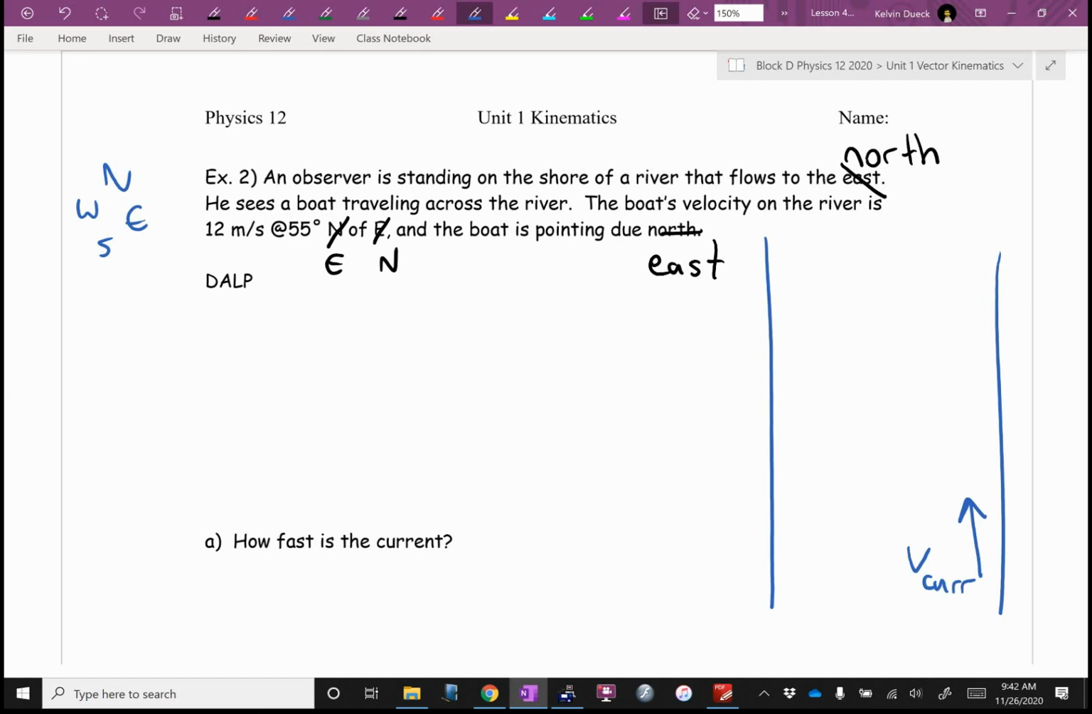An observer sees a boat traveling across the river. The boat's velocity is 12 meters per second at 55 degrees. East of what? So we would start out going north, then east of north. How many degrees? Okay, so it's going to look something like this. 55 degrees, and there's a 12 there. I'll even put units on there because it's too easy to get confused about stuff in this diagram.